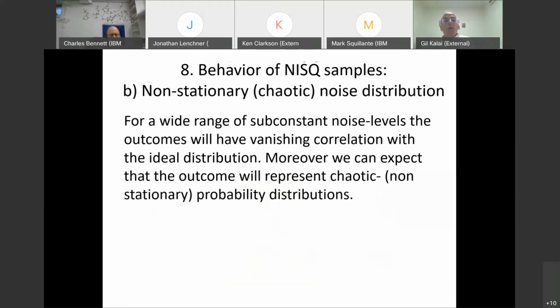There is another insight which comes from the Fourier approach to noisy intermediate scale quantum systems, and it is that noisy distributions are non-stationary or chaotic, if you will. So for a wide range of sub-constant noise levels, the outcomes will have vanishing correlation with the ideal distribution. Moreover, we can expect that the outcome will represent a chaotic, non-stationary probability distribution. So if you run the same circuit twice, say a 12-qubit circuit or a 15-qubit circuit, you will get poor correlation between these two runs. And if you analyze according to the Fourier distribution, you will realize that for the high frequencies, the correlation is vanishing. So this is an insight.